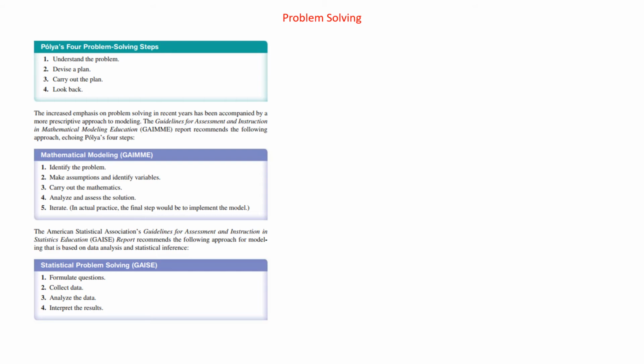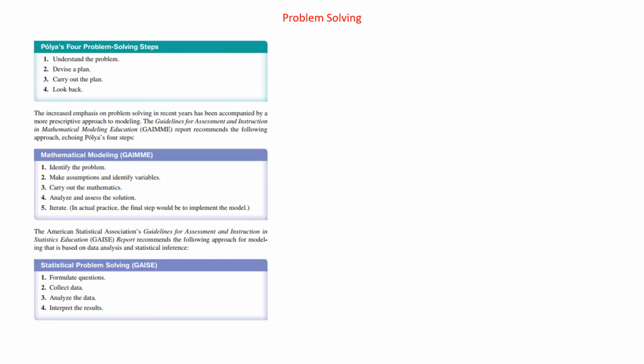We do have a couple other problem solving steps that are really similar. I threw them in here anyway, but we have the game one, where you identify the problem, you make your assumptions and identify variables. That's part of devise a plan in Polya's one. You carry out the mathematics, you actually do it. Analyze and assess the solution. Does it make sense? What does that number mean?